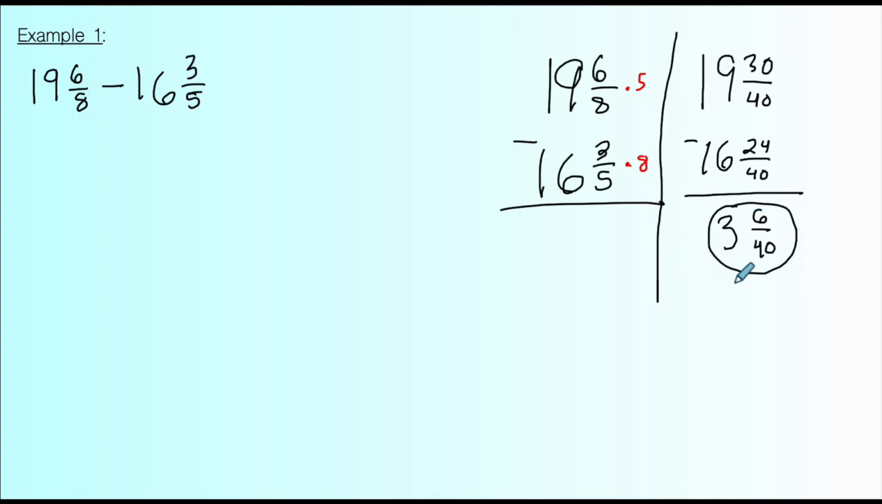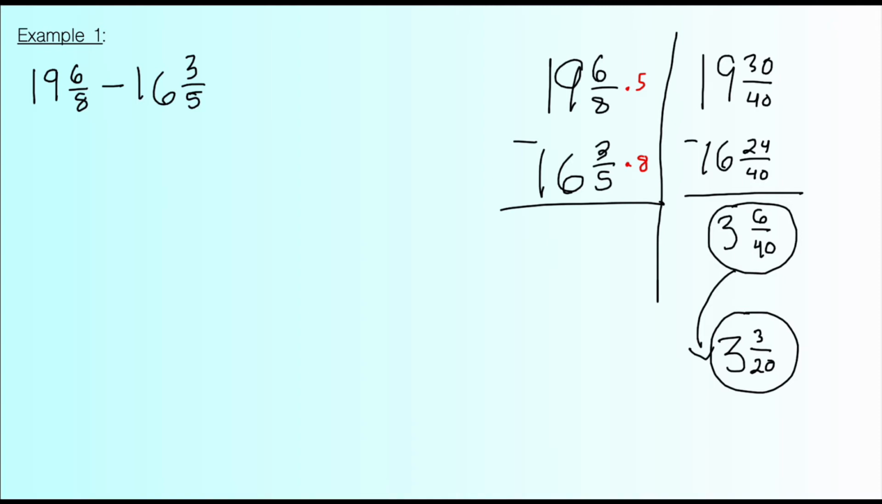Best practice is to make sure that you have simplified your fraction. So 6 over 40, both of those numbers can be divided by 2. 6 divided by 2 is 3, and 40 divided by 2 is 20. So your best possible simplified answer is 3 and 3/20.